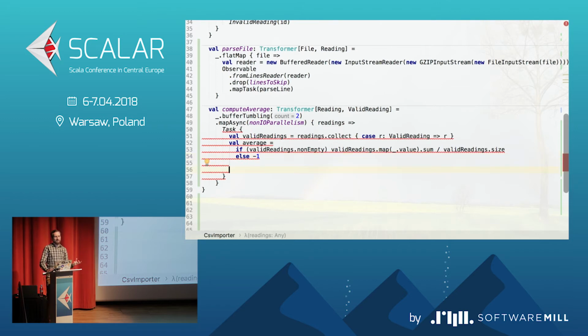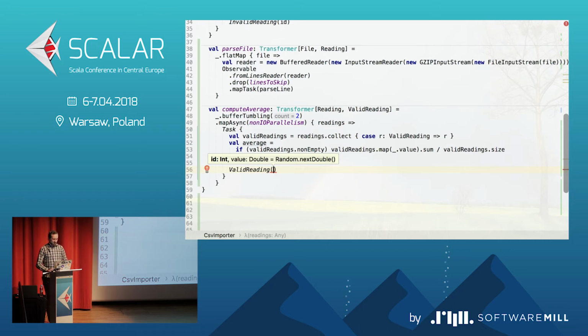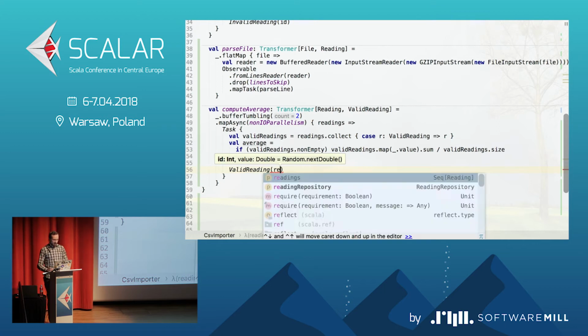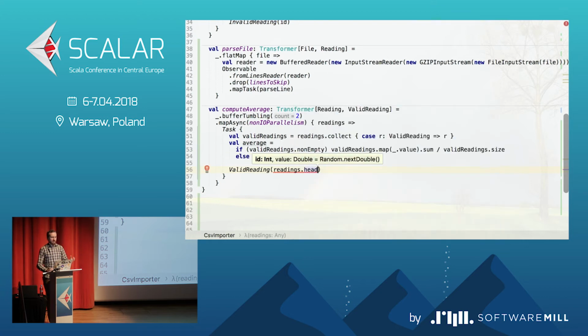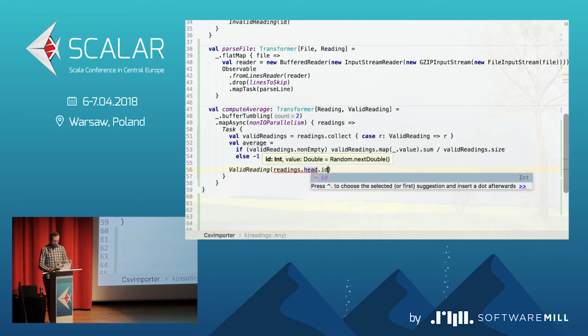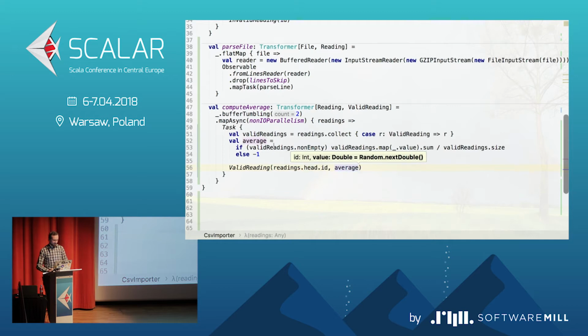So the last thing we need to do here is to return a valid reading, because what we are writing now is a transformer whose output type is the valid reading. So we just say valid reading here, and for a valid reading we need an ID. Now we benefit from the fact that in our domain model we represent even an invalid reading by a case class that has an ID. So actually we are safe to take just the first value from the sequence of readings, because even if it's an invalid one, it's still going to have an ID. So we just take an ID and take the average.